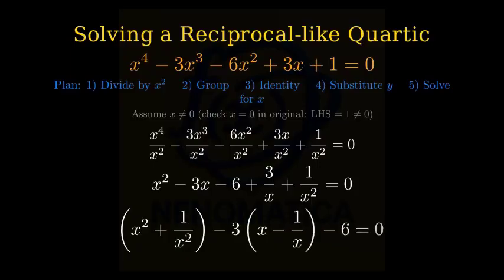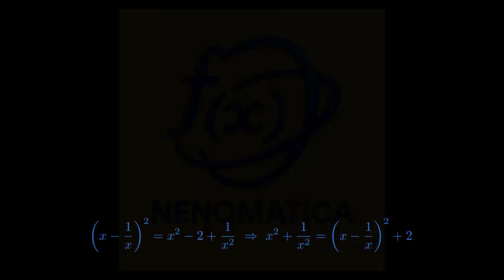Left parenthesis x squared plus 1 over x squared right parenthesis minus 3 times left parenthesis x minus 1 over x right parenthesis minus 6 equals 0. Step 3. Use the identity left parenthesis x minus 1 over x right parenthesis squared equals x squared minus 2 plus 1 over x squared.